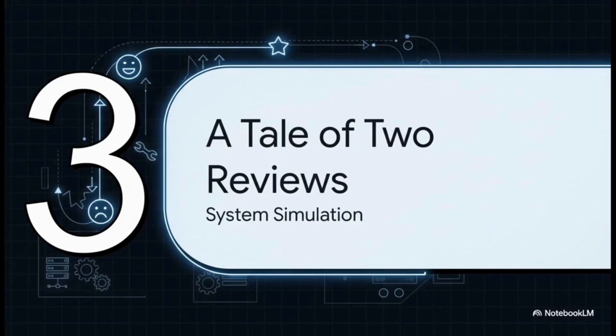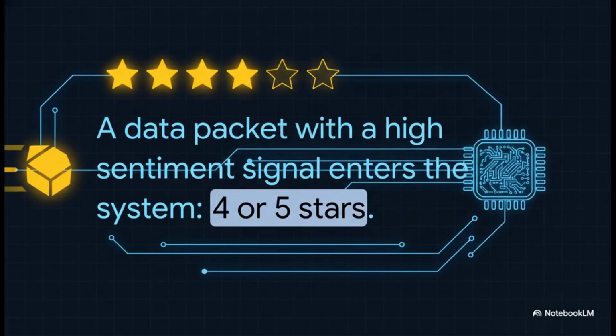Okay, let's run a simulation. To really get the power of this bifurcated path, we're going to follow the journey of 2 totally different data packets. One with a positive vibe, and another one that needs a little mitigation. So, our first data packet comes in through the ingestion point. The logic processor reads what's inside and spots a high sentiment signal. We're talking a 4 or 5-star rating. This system is now primed and ready for a positive outcome.